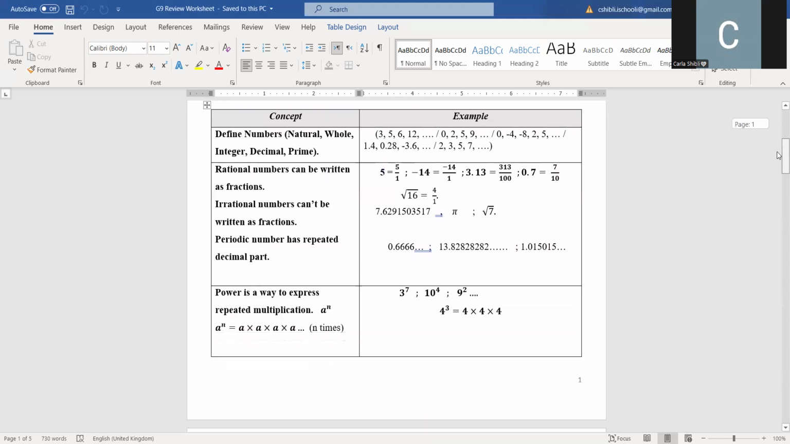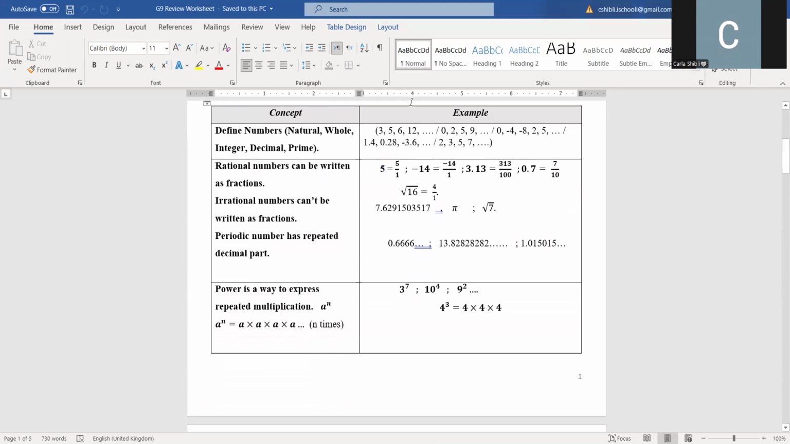Concept number 1, we will define numbers. We have learned many numbers in math, so these numbers are classified into natural numbers, whole numbers, integers, decimal numbers, and the prime numbers.